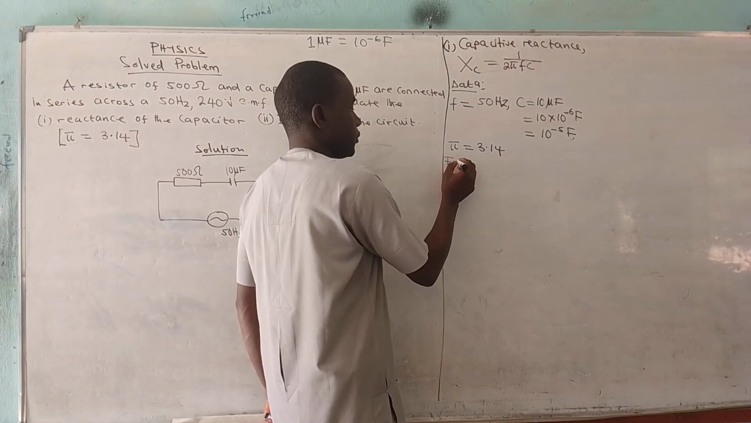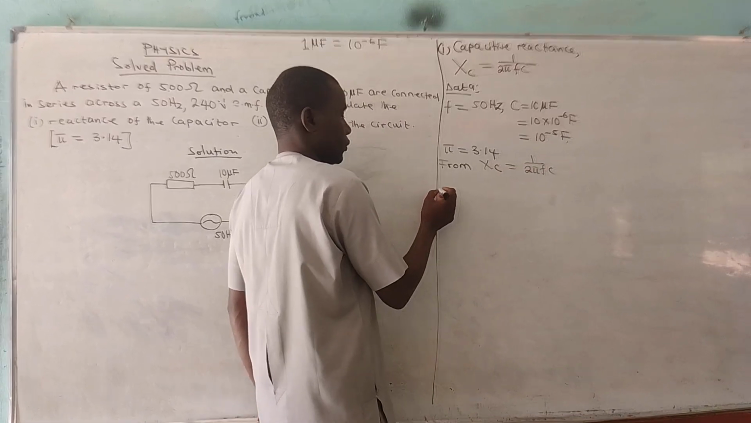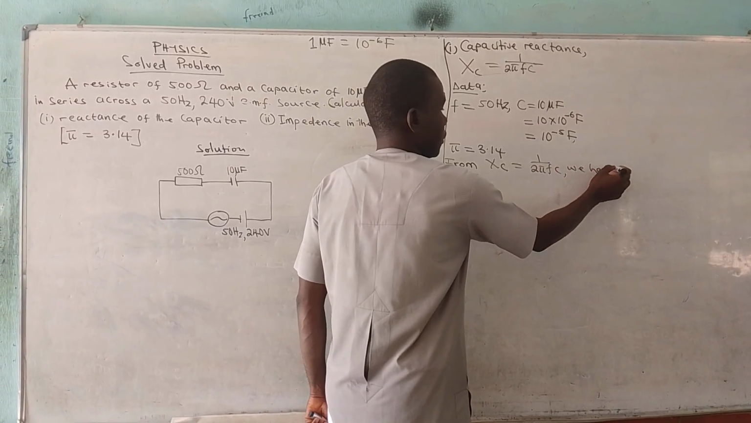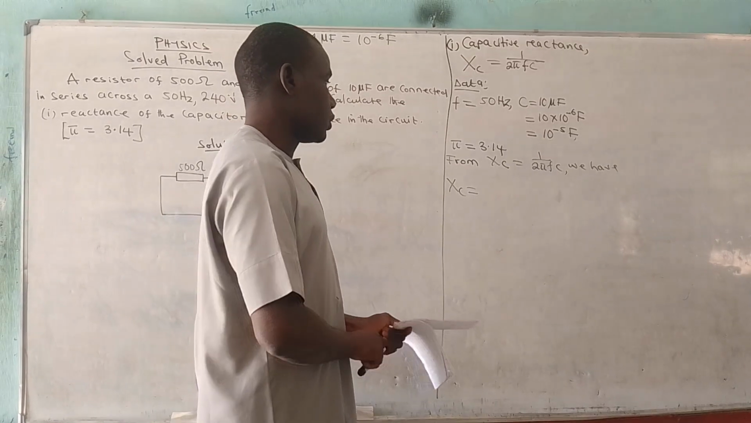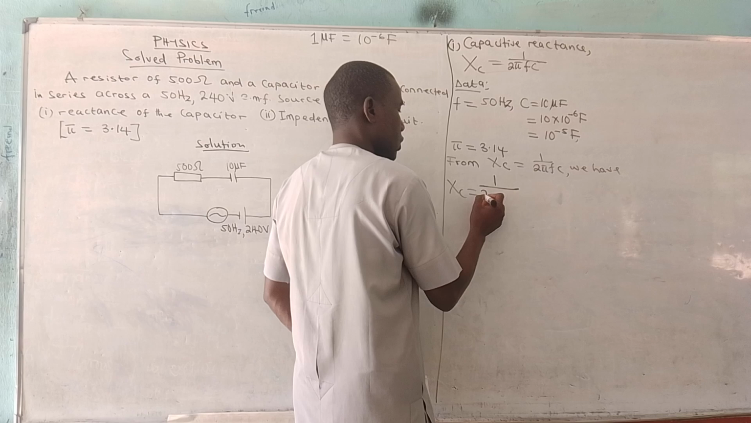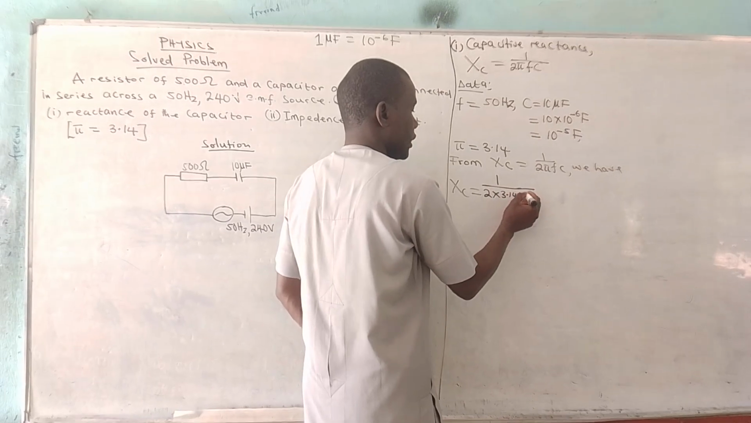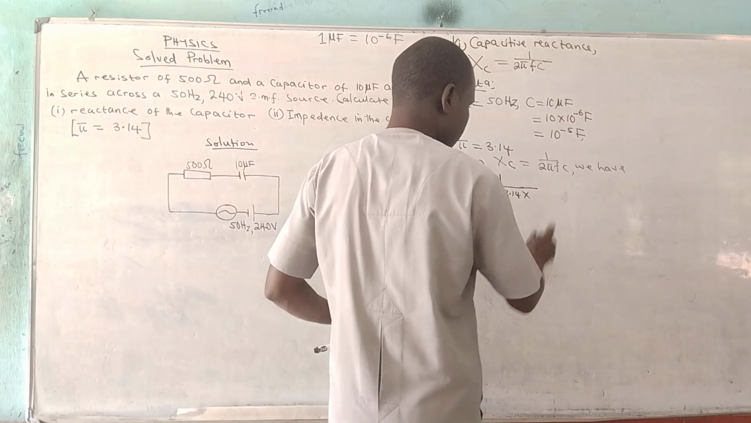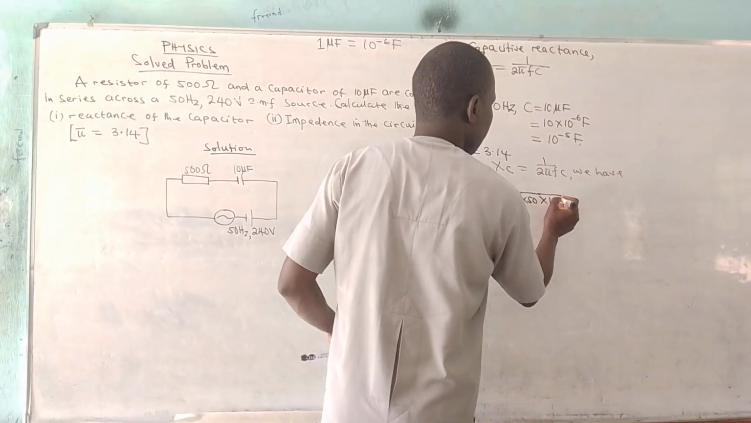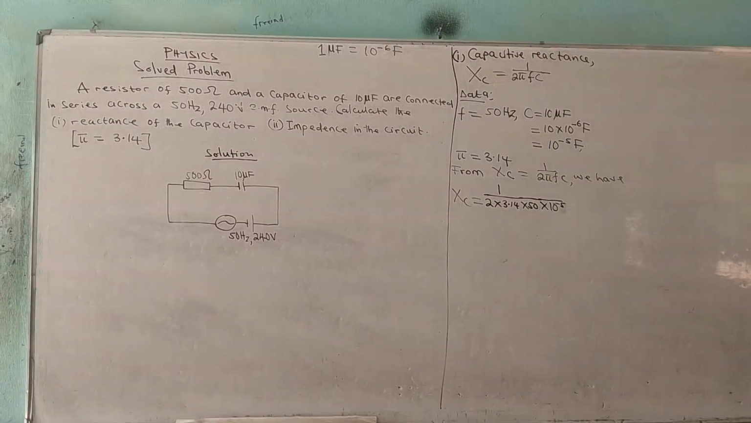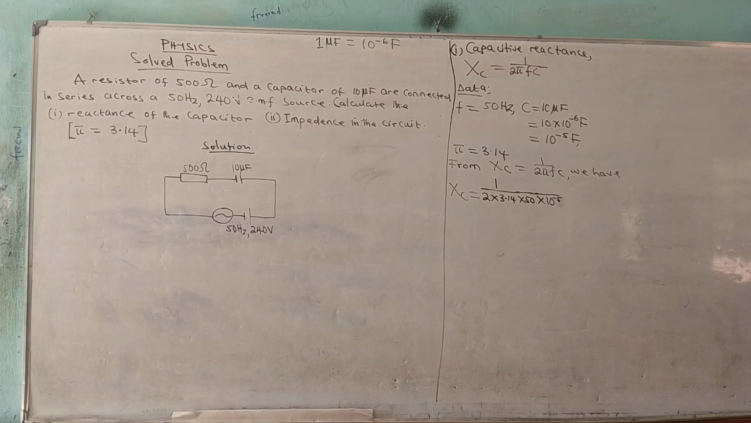So from Xc equals 1 over 2 pi FC, we have Xc equals 1 by 2 times pi, which is 3.14, times the frequency, which is 50 hertz, times 10 to the power minus 5.